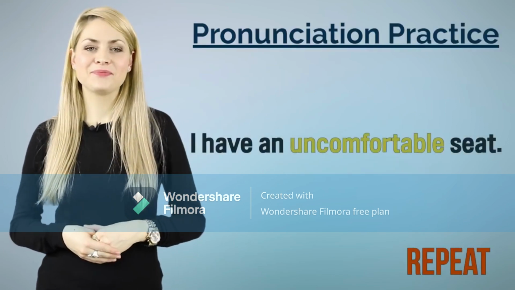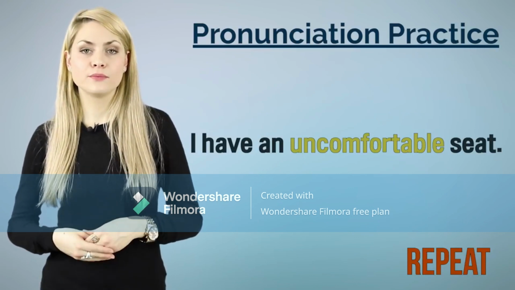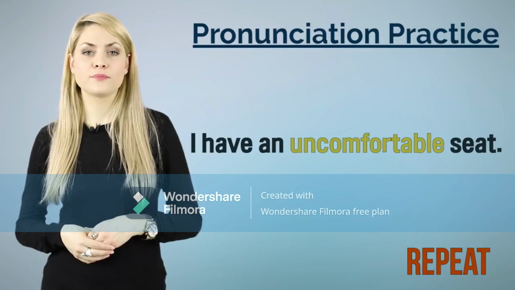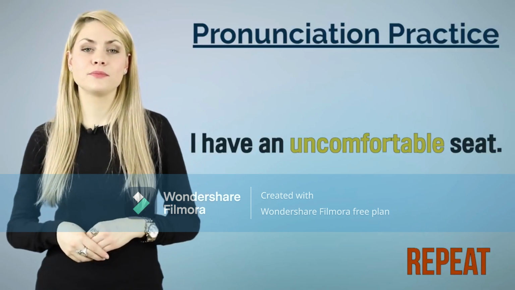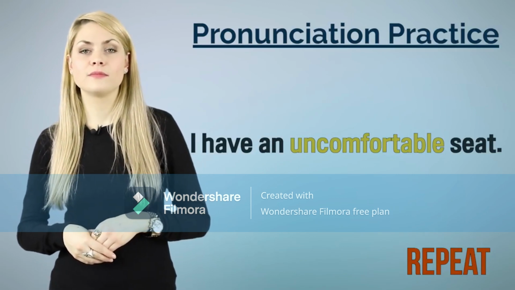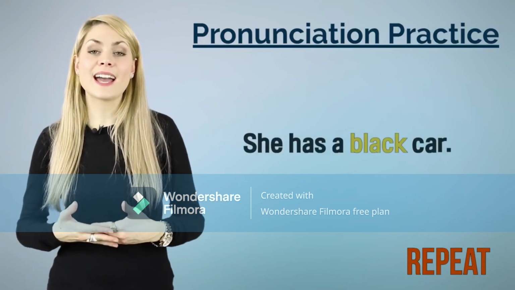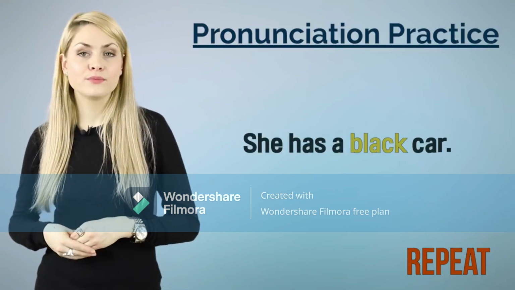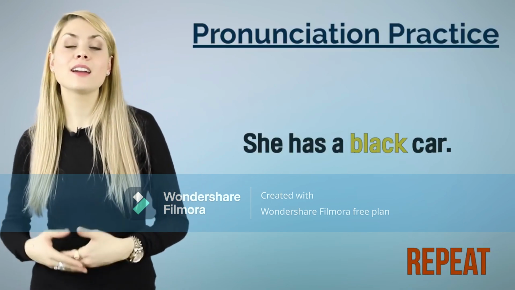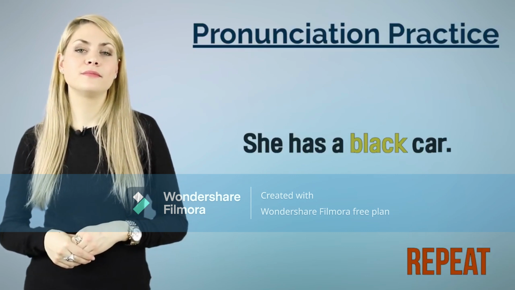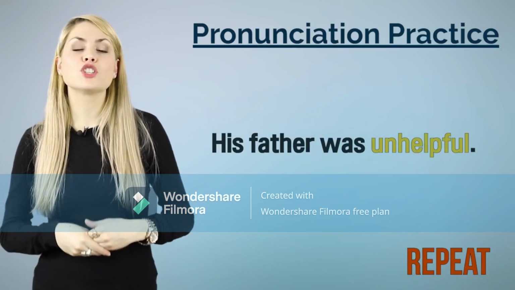Repeat after me, please. I have an uncomfortable seat. Good job. Second sentence. She has a black car. Good. Keep repeating. His father was unhelpful.